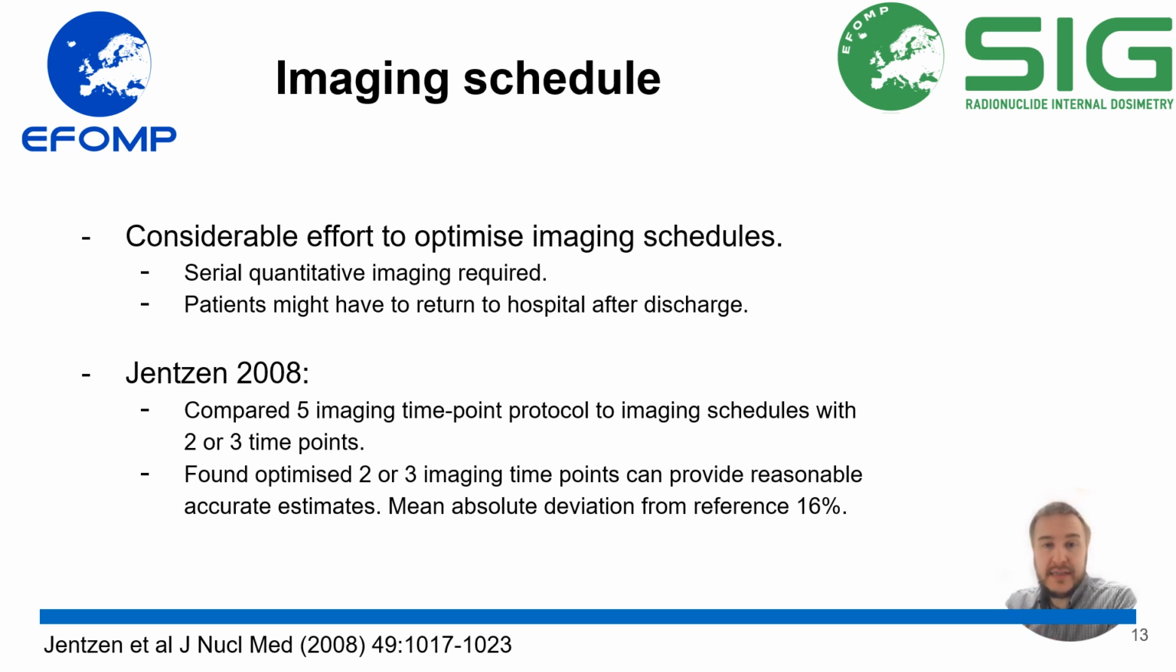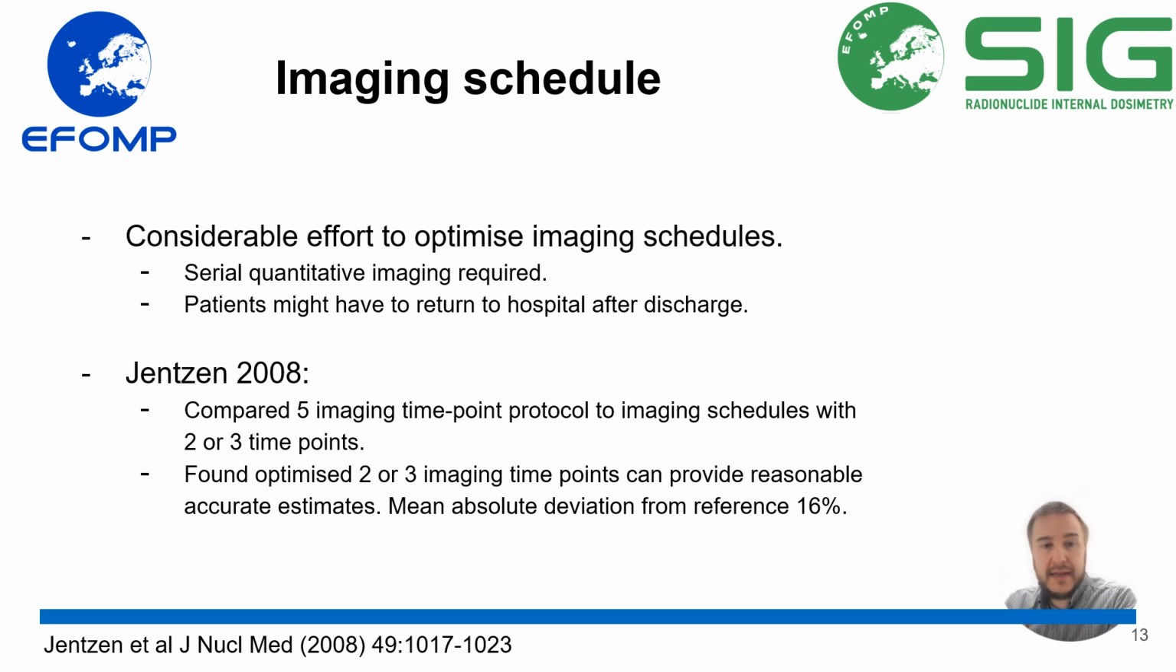And so obviously something that I've mentioned before in some of my other talks as well is what data is actually needed, and lots of work has been going on into optimizing imaging schedules. Because, as we know, we need serial quantitative imaging for dosimetry, which means patients might have to return to hospital after discharge to get enough data points, and especially to sample the slower retention at the end of the curve.